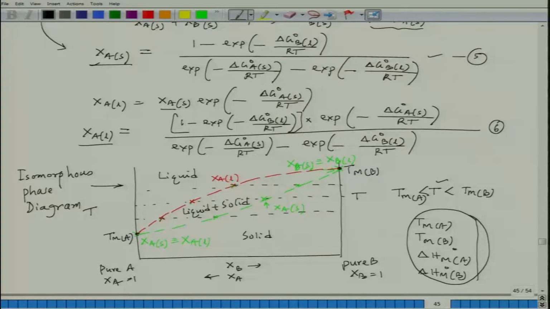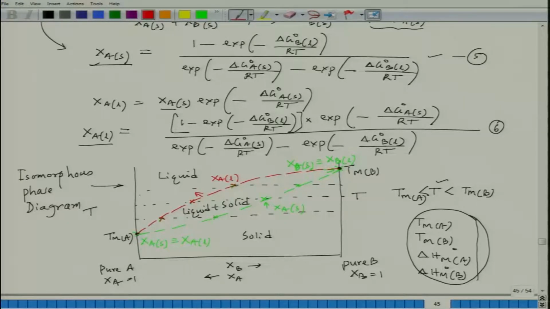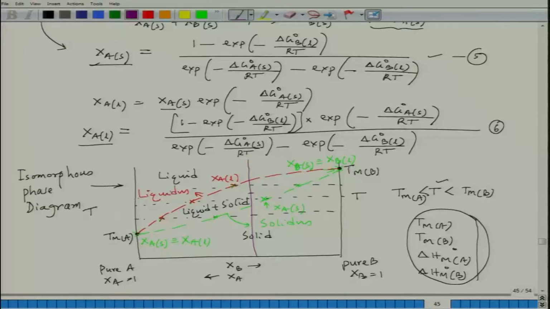In this isomorphous phase diagram, as we have also seen from our earlier discussion based on the experimental cooling curve method, this line is called liquidus and this line we call solidus. At any composition, if we reach a particular temperature, we can find out the fraction of liquid and solid solutions which will be in equilibrium as well as their compositions. For that reason we have to make use of the lever rule.